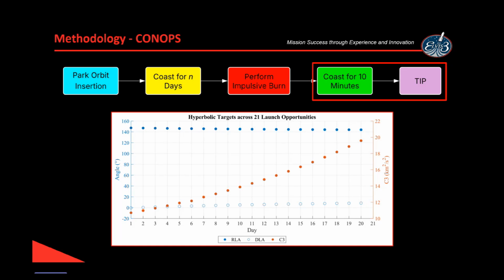But just again, to hammer this home, let's say we're working with the first trajectory. We would go to day 1 here. Those values for RLA, DLA, and C3 would be our targets for that trajectory. But then if you move on to day 2, our targets would change slightly to the ones in that day 2 bin, and so on and so forth.